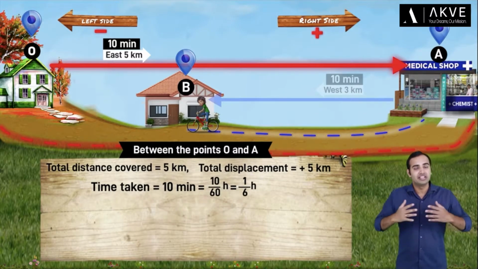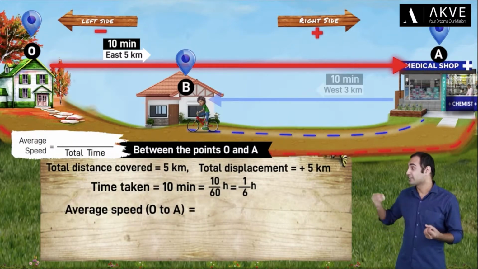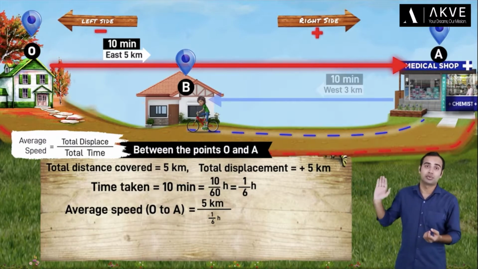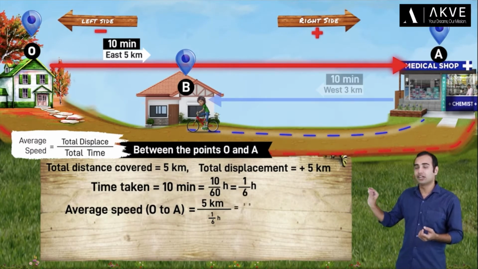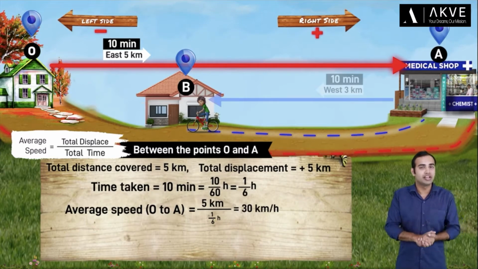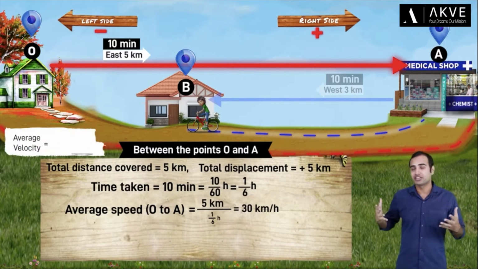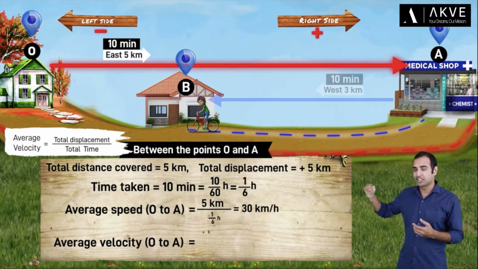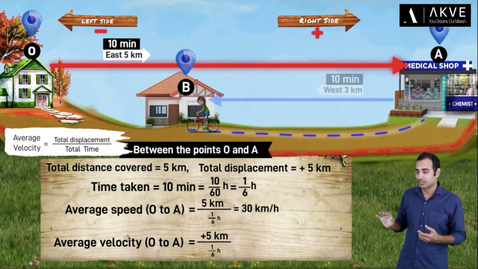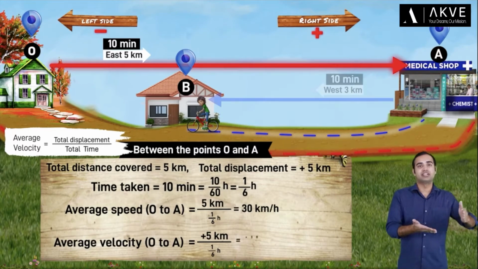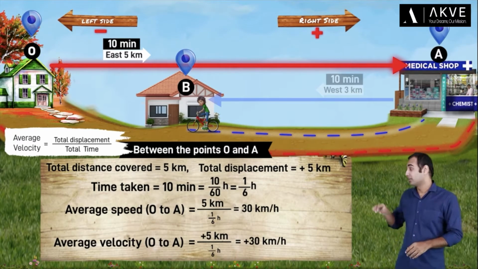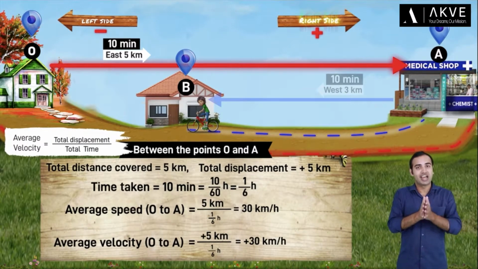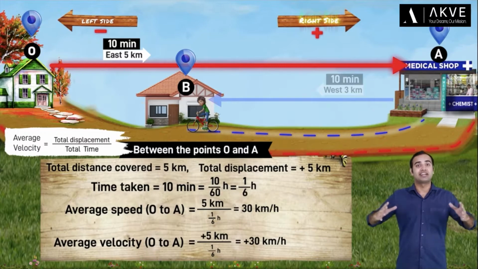So, from here we can easily get the value of average speed as 5 kilometers divided by 1 by 6 hours, total distance divided by total time. So, this comes out to be 30 kilometers per hour. Similarly, we can get the value of average velocity as total displacement upon total time, which once again comes out to be plus 5 kilometers divided by 1 by 6. Now, this value comes out to be plus 30 kilometers per hour. Once again, the positive sign here shows the right direction. So here we have the average velocity pointing in the right direction.